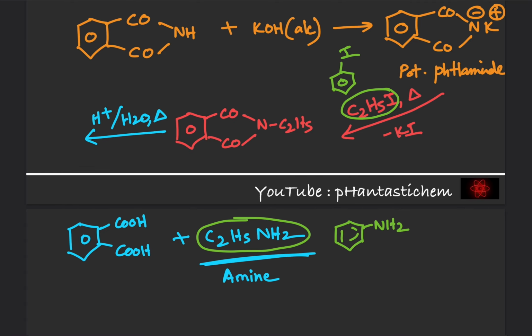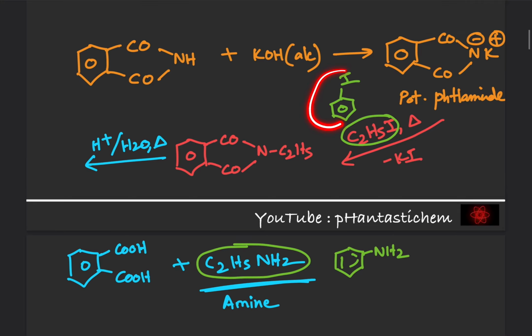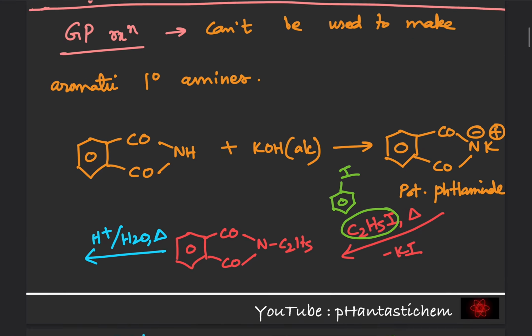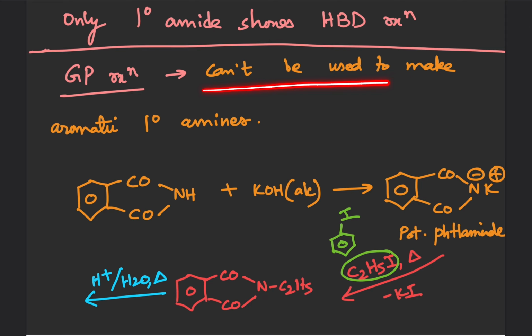Okay, but the thing is, aryl halides don't undergo nucleophilic substitution reaction. That is, this cannot react with this because this cannot show nucleophilic substitution reaction because this is a haloarene. But haloalkanes can show. That's why it cannot be used to make aromatic 1-degree amines.